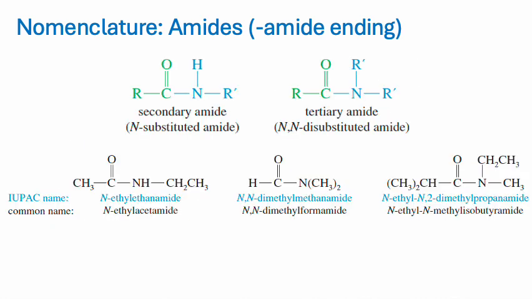All right, that was for primary amides. Notice though, on an amide, we have that nitrogen, and the nitrogen can have two H's, which would make it a primary amide. It can have one H and one carbon-containing group, which would make it a secondary amide, or it can have two carbon-containing groups, which would make it a tertiary amide.